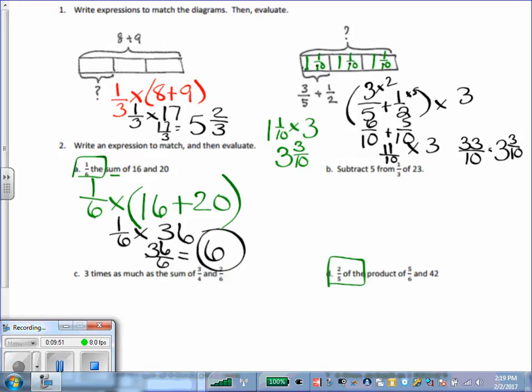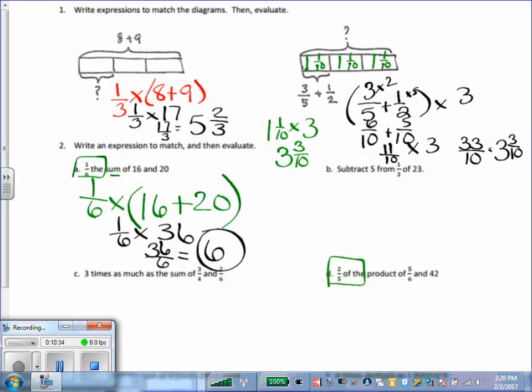What were you saying? I think that you've got to put 1/3 first, and then you subtract 5. So is it 1/3 minus 5? What do you think? I was thinking 1/3 times 23 subtract 5. And why are you thinking that? Because it says 1/3 of 23.